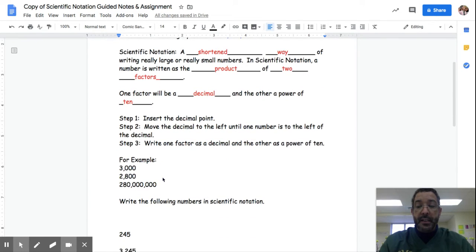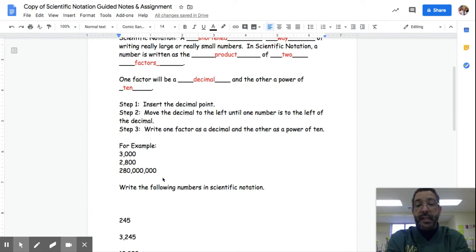So I've got 3 steps for how we're going to do this. The first step is we're going to insert a decimal point. The second step is we move the decimal to the left until one number is to the left of the decimal. And then the third step is we're going to write one factor as a decimal and the other as a power of 10. All right, so here's how we're going to do this. Let's start with the number 3,000.